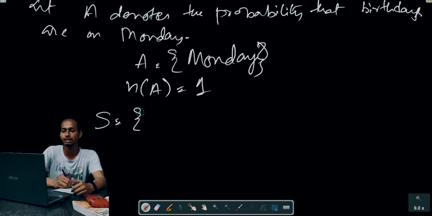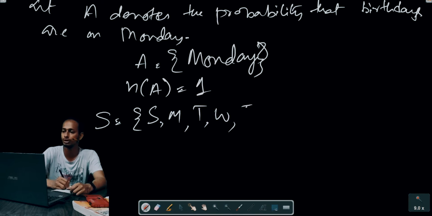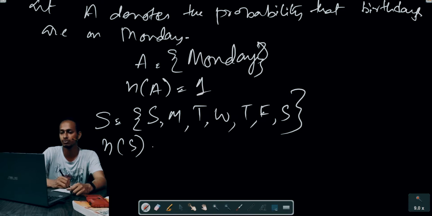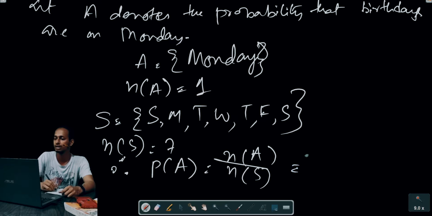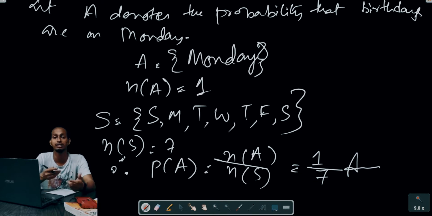Now the set we call the sample space would be all the days, that is Sunday, Monday, Tuesday, Wednesday, Thursday, Friday and Saturday. So altogether there are 7 days, so n of S is equal to 7. Therefore, in the next step we write P of A, that is the probability of A, is equal to n of A divided by n of S. Now if we put the values, n of A is 1 and n of S is 7. So it's 1 by 7, and that is the answer.